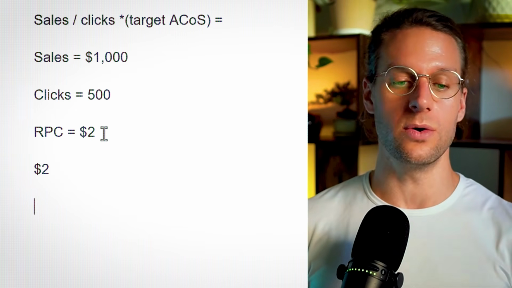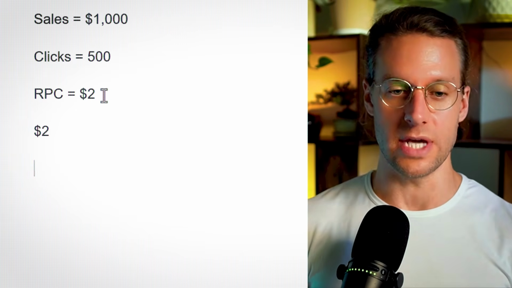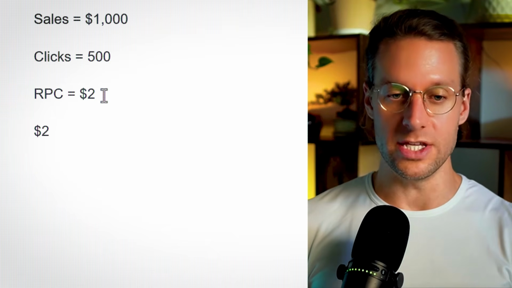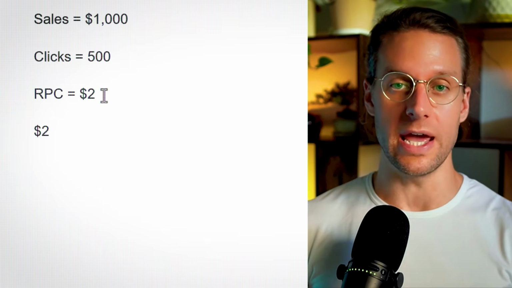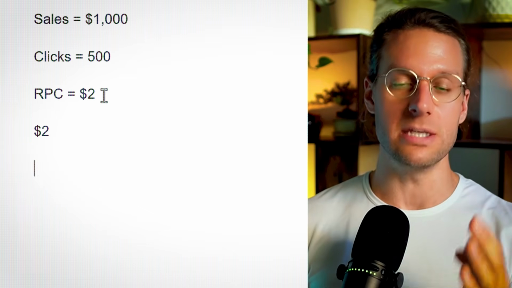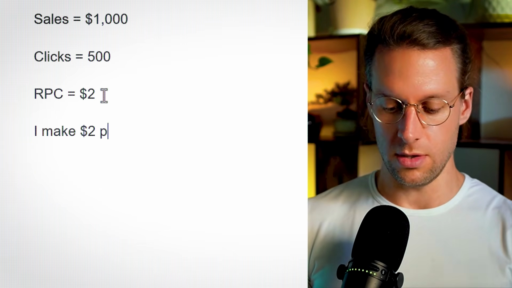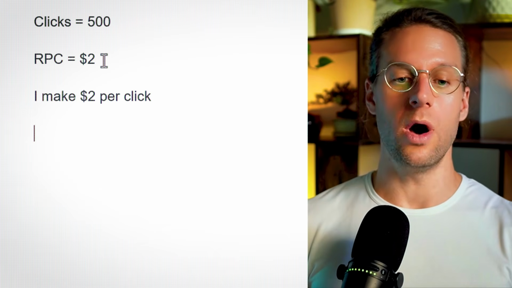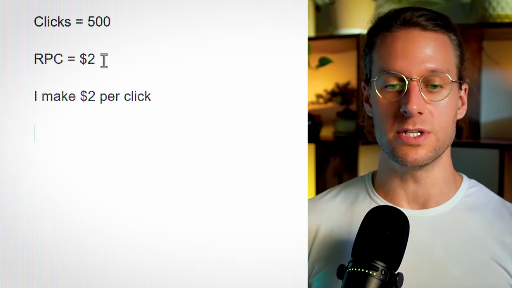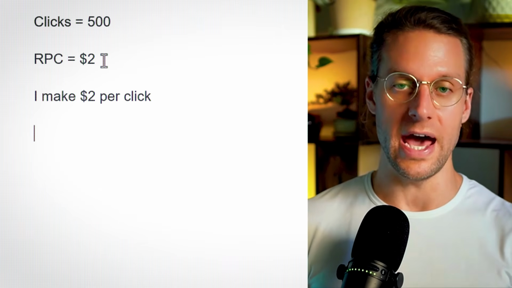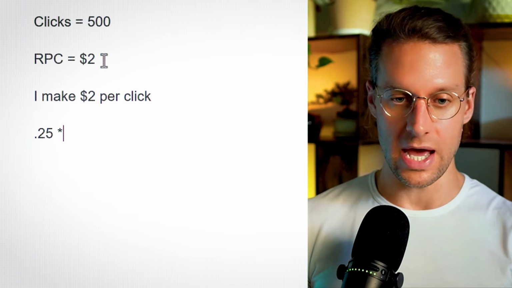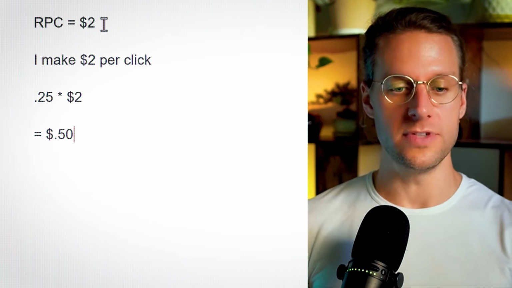But obviously we don't want to target 100% ACoS most of the time. So we're going to multiply this revenue per click by our target ACoS to get what we're willing to pay for a click. So if I know I make $2 per click and I want a 25% ACoS, meaning I want to spend 25% of my ad revenue on that ad click, then I'm going to bid 0.25 times what I expect to make per click, which is $2, which equals 50 cents.